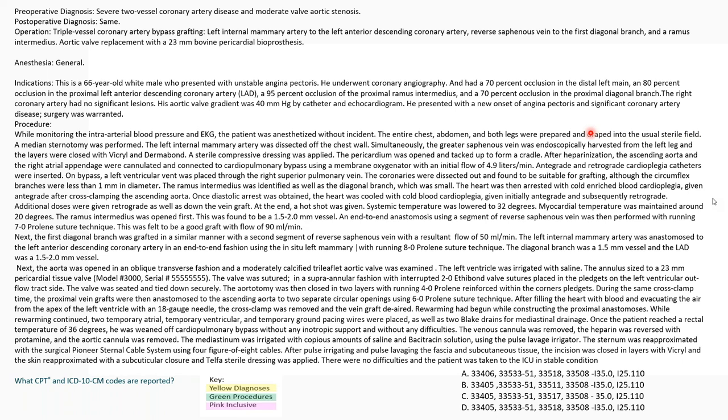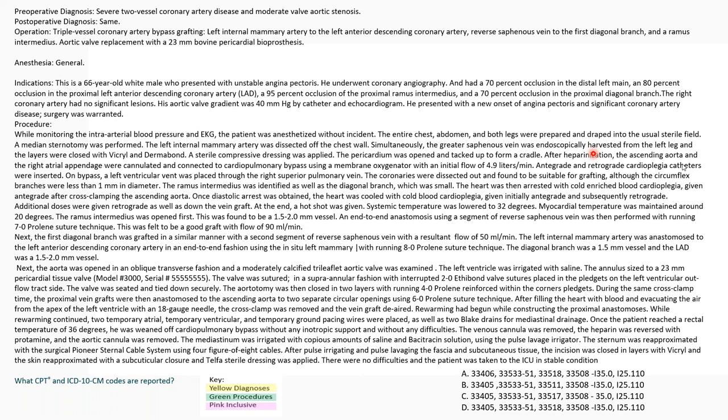The pericardium was opened and tacked up to form a cradle. After heparinization, the ascending aorta and the right atrial appendage were cannulated and connected to cardiopulmonary bypass using a membrane oxygenator with an initial flow of 4.9 liters per minute. Antegrade and retrograde cardioplegia catheters were inserted. On bypass, a left ventricular vent was placed through the right superior pulmonary vein. The coronaries were dissected out and found to be suitable for grafting. Although the circumflex branches were less than 1 millimeter in diameter, the ramus intermedius was identified as well as the diagonal branch, which was small.